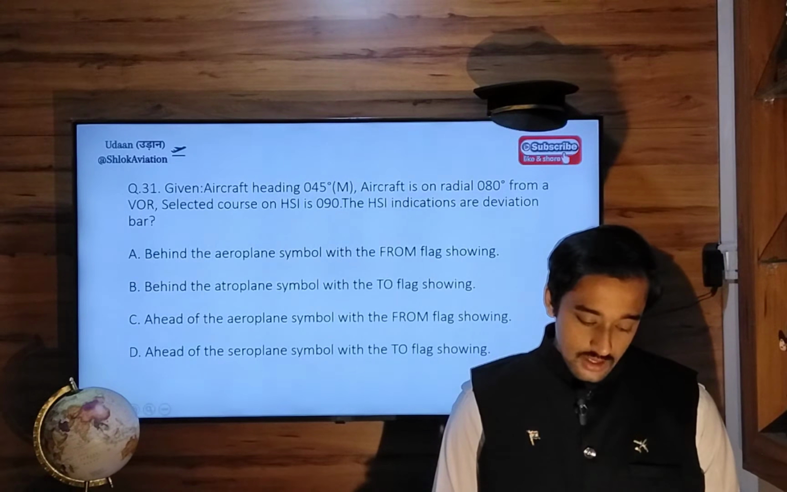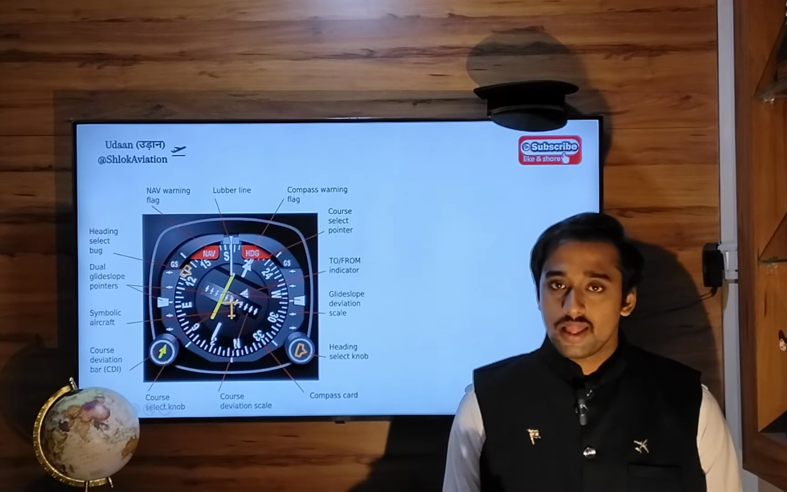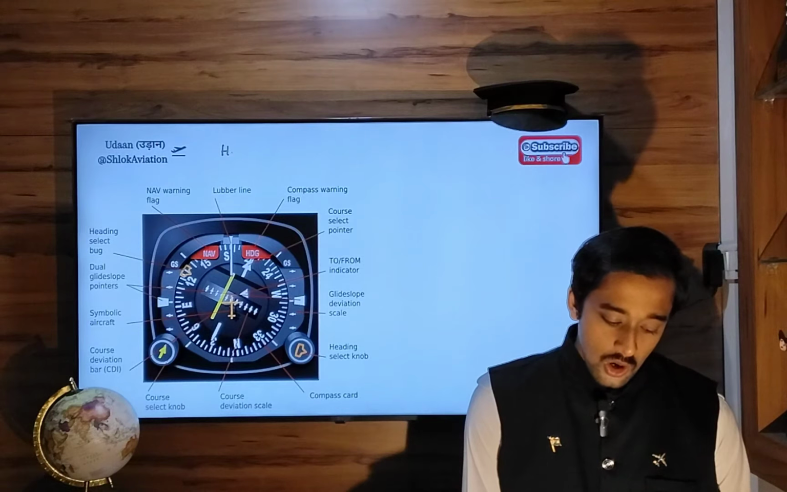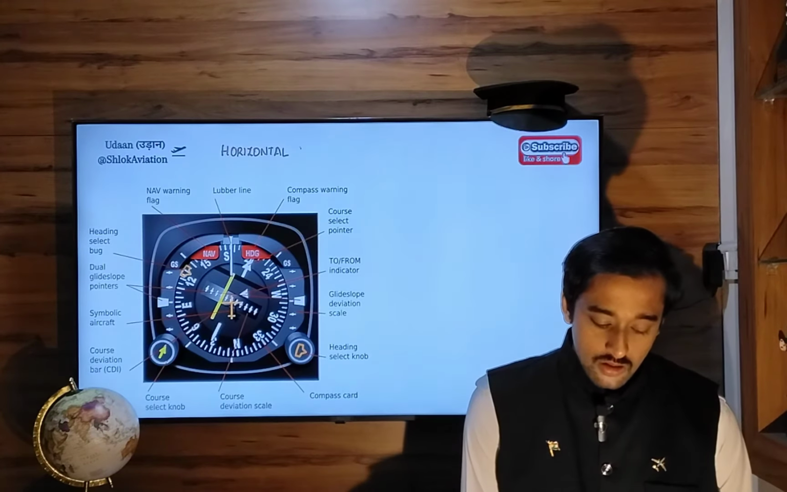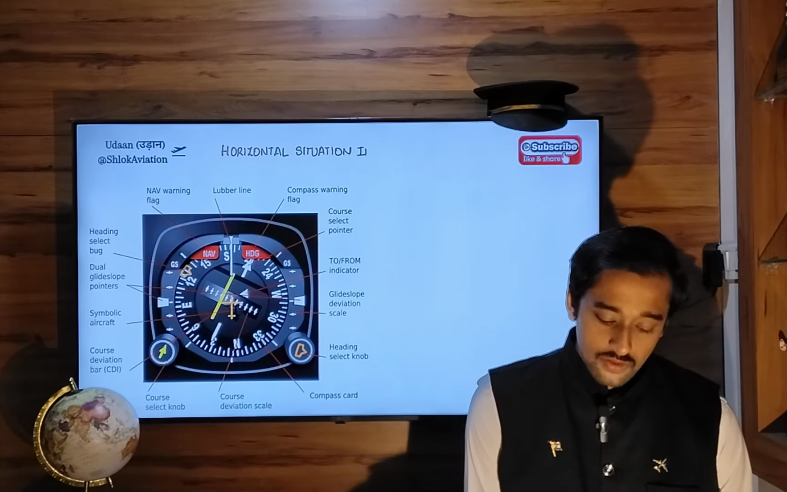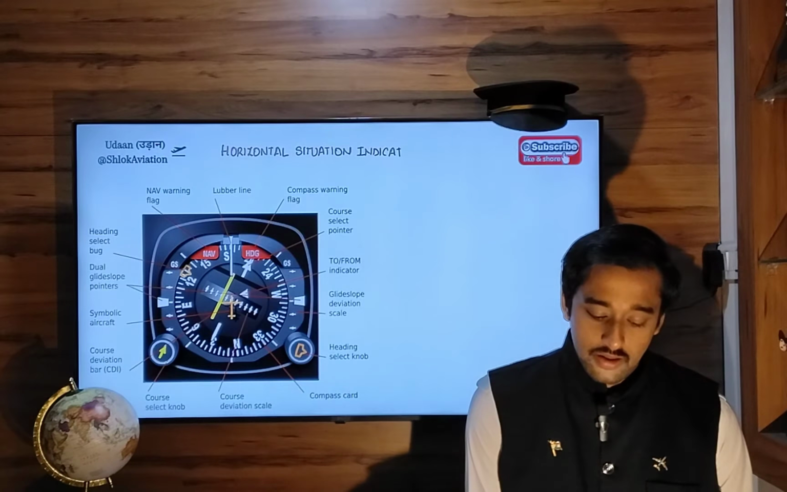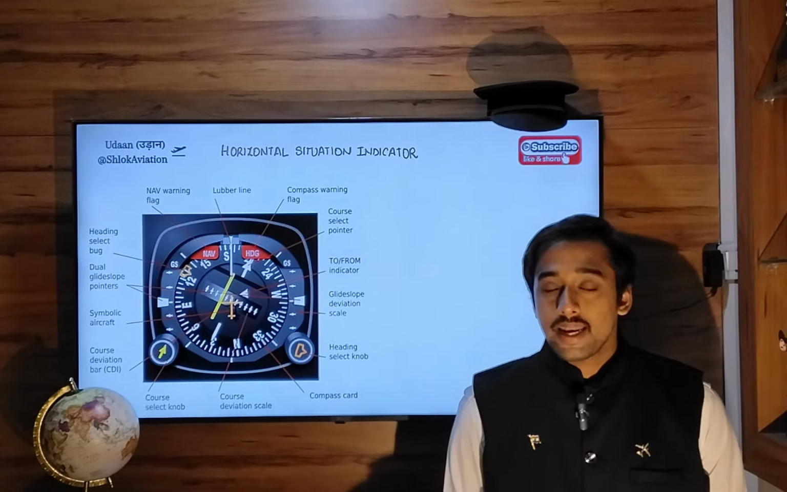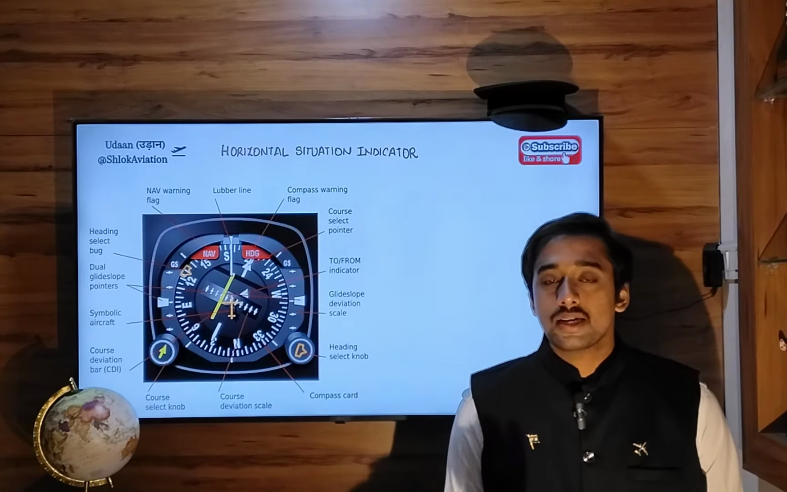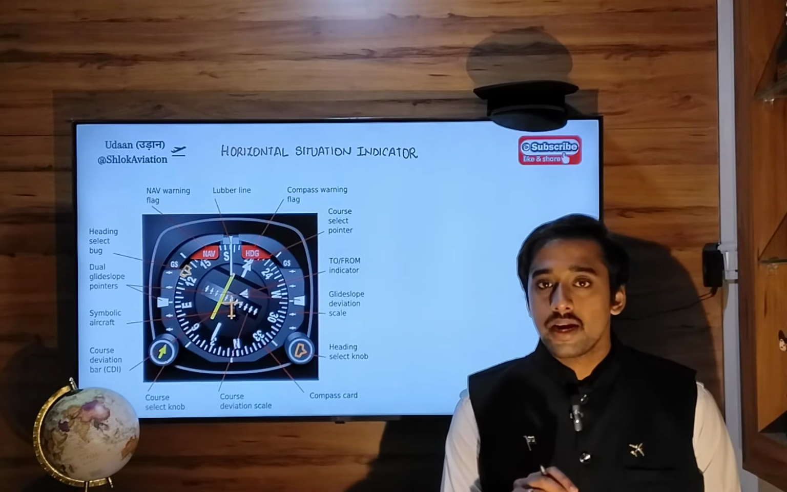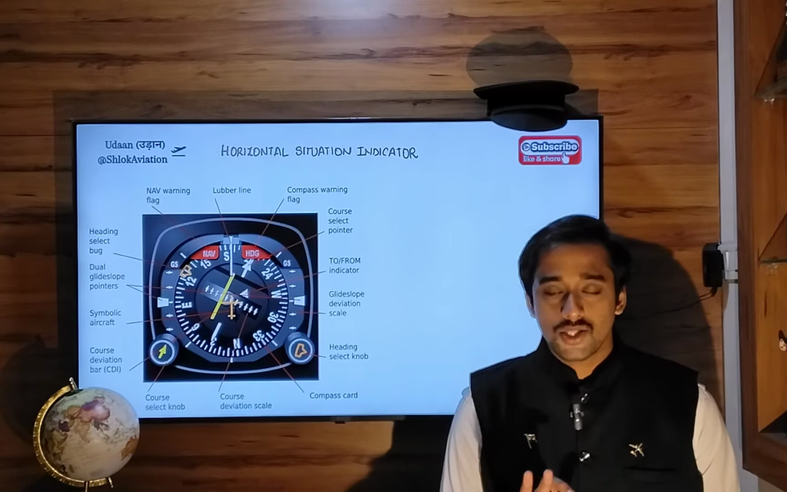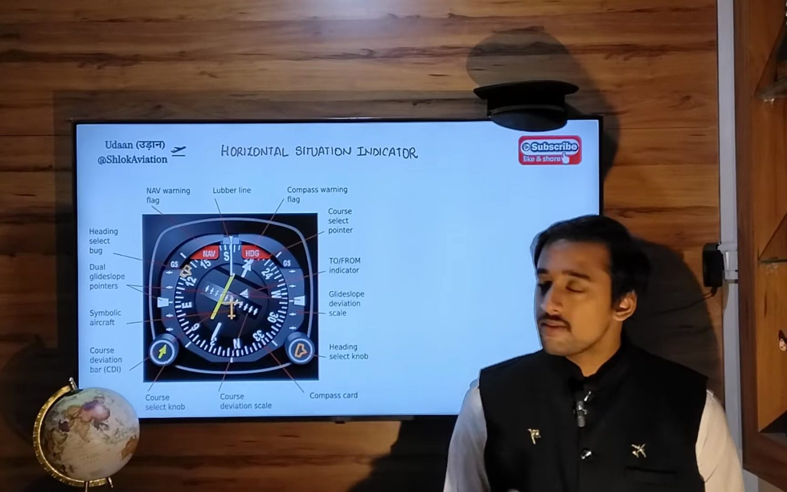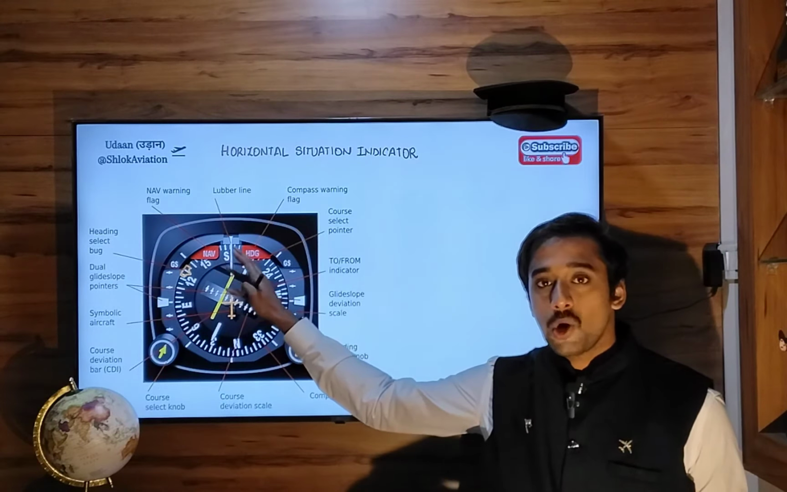So in this case, let's look at the HSI first. HSI is nothing but your horizontal situation indicator. Now in this instrument, there will be a magnetic heading. It's like an RMI. RMI tells us what magnetic heading, the QDM towards the VOR, QDR from VOR directly. That's it. Now HSI is similar to that. It will give you the magnetic heading that you are flying.